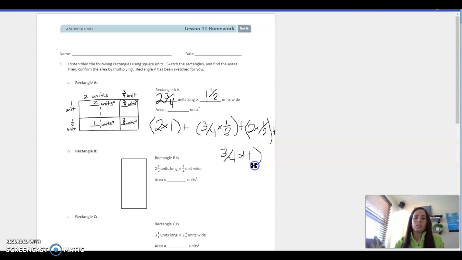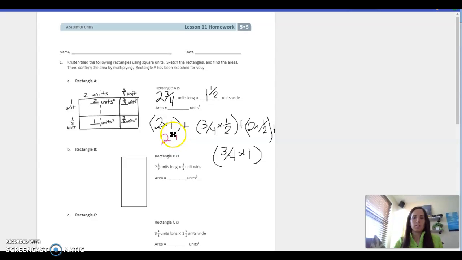Okay, so now all I need to do is solve to find my total area. All right, I'll change up my color. 2 times 1 is 2, plus 3/4 times 1/2. So remember, it's numerator times numerator, denominator times denominator. So 3 times 1 is 3. 4 times 2 is 8.